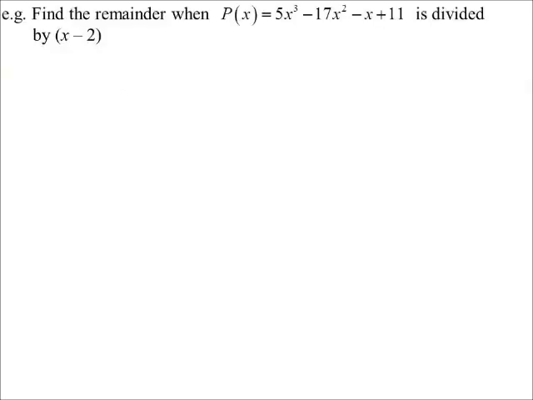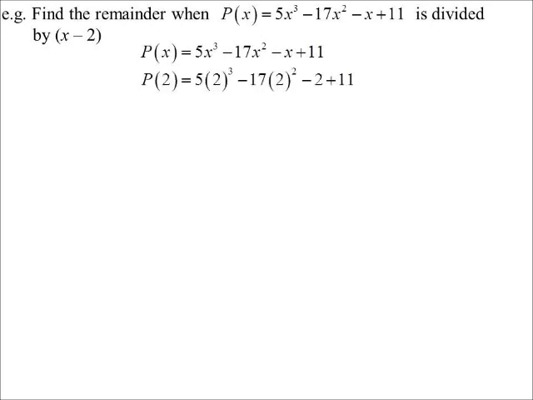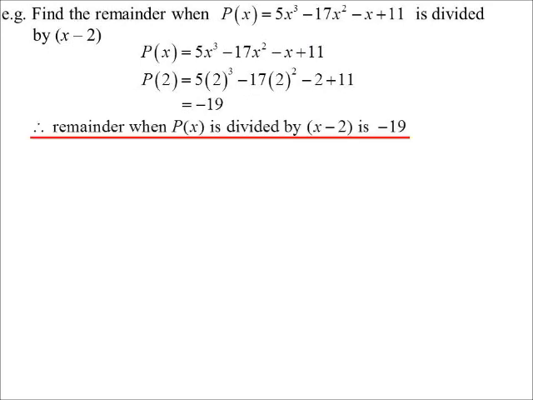So using that, there's the division that we did yesterday. I think it's the same one. But instead of having to do the whole division, all I've got to do is substitute in 2. And we come up with the answer that we came up with yesterday of negative 19. Heck of a lot quicker.